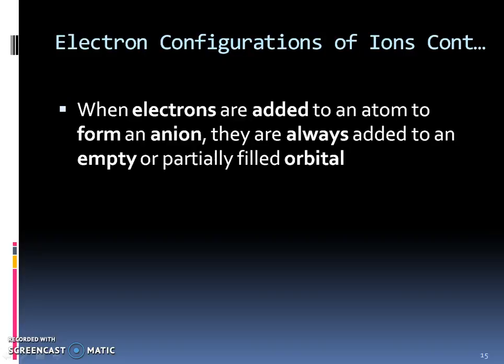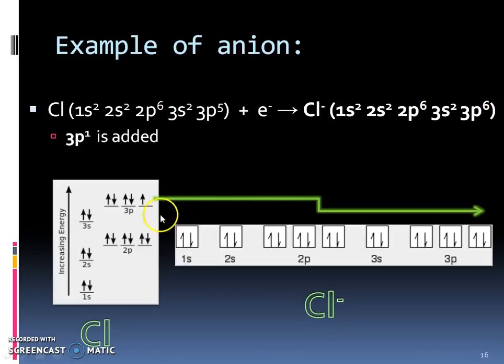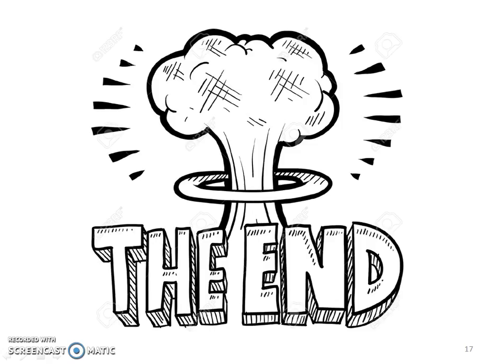So if we look at it the other way, right, it's always added to anything that's partially filled or empty. So if we look at chlorine, again, we have chlorine here as a neutral atom, but we have that 3p orbital that needs to be filled. So in the Cl-1 ion, that addition of the electron is going to be in that 3p. One of the electrons is added to the 3p5, making it 3p6. So hopefully that didn't blow up your brain too much.